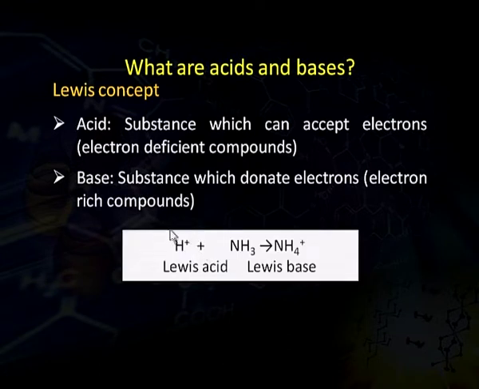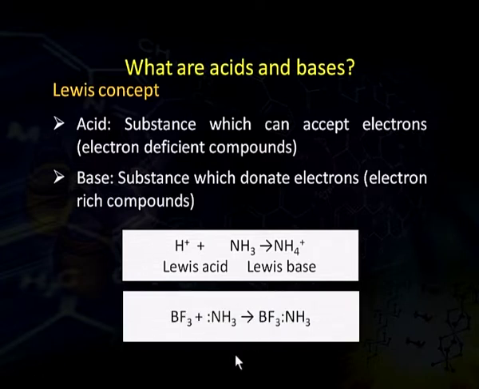As an example, we have a proton. When it reacts with ammonia, it forms the ammonium ion. A proton is a substance which has no electron, that means it is an electron deficient compound. While in ammonia, if we look at the structure, nitrogen contains a lone pair of electrons, so it is an electron rich compound. So, ammonia donates its electron pair to the proton and hence the ammonium ion is formed. So, we can say that the proton is a Lewis acid while ammonia is a Lewis base.